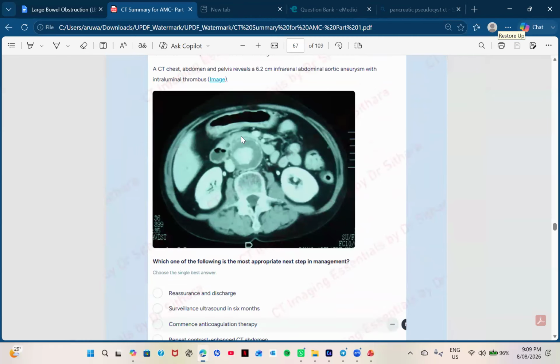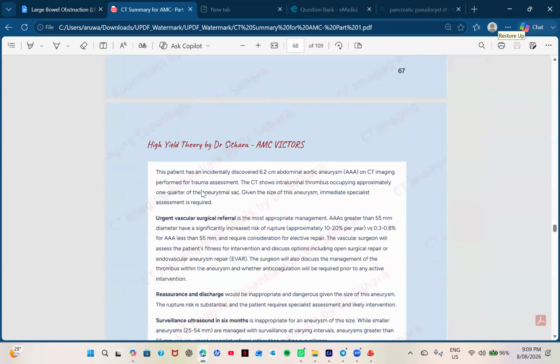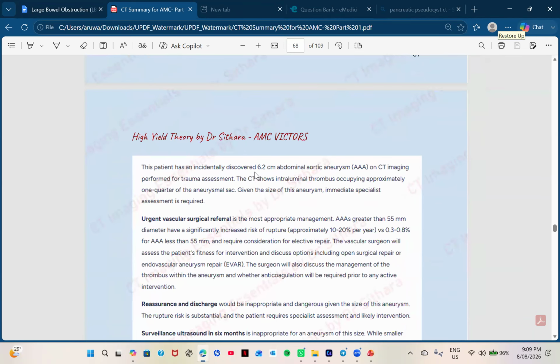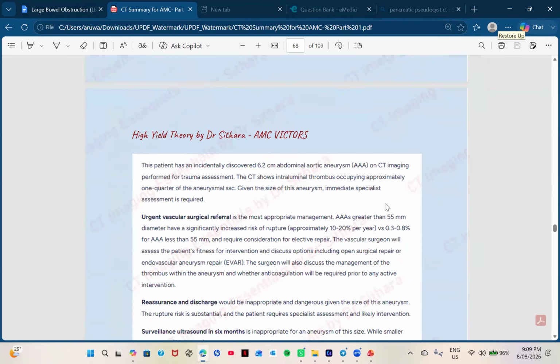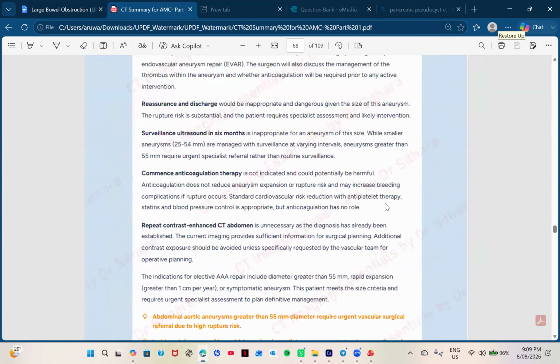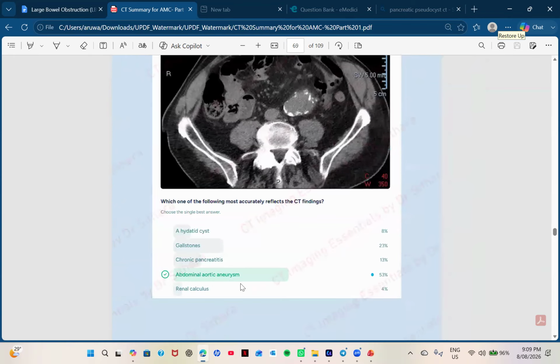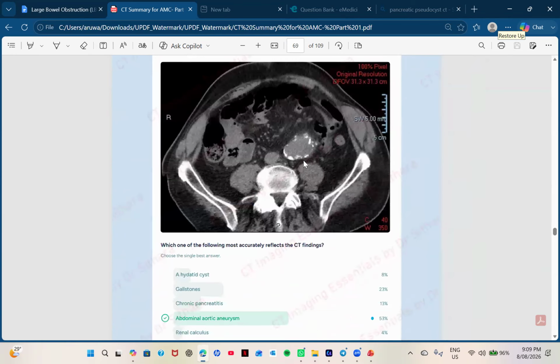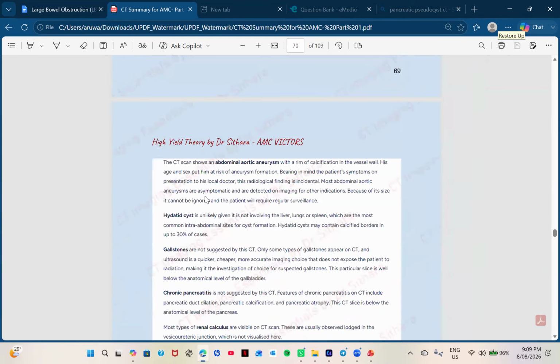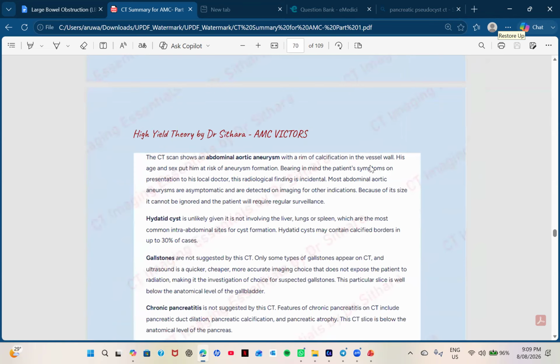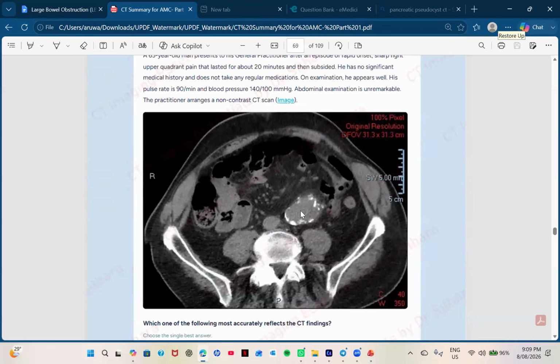Here, can you see? Here also. So this patient has a clinically discovered 6.2 abdominal aortic aneurysm on CT imaging performed for trauma assessment. Here also, abdominal aortic aneurysm, with a rim of calcification in the vessel. His age and sex put him at risk of aneurysm formation. With the calcification, you can see it right here.